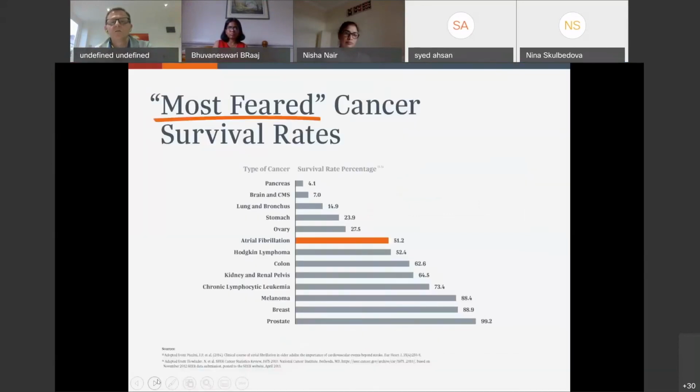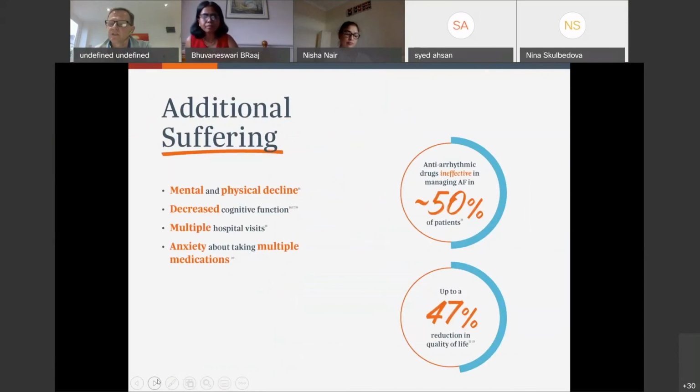So that's the mortality issue with it as well. But there's also additional suffering with these patients. They get a significant reduction. Their quality of life has been shown to reduce by half. So can you imagine that one day you've developed AF and then within a few weeks, your suffering has gone up by 50%, or your quality of life is reduced by half as well. Many people have to take multiple hospital visits associated with their AF as well. There's plenty of data to show there's mental and physical decline associated with the acquisition of AF.